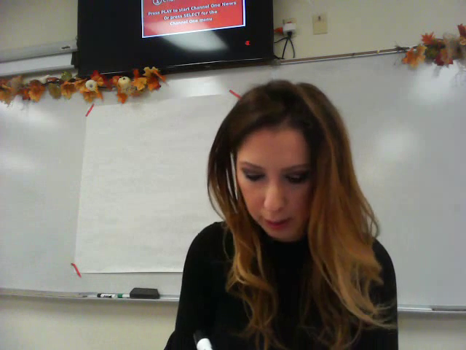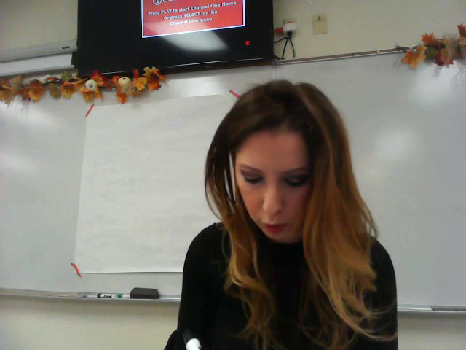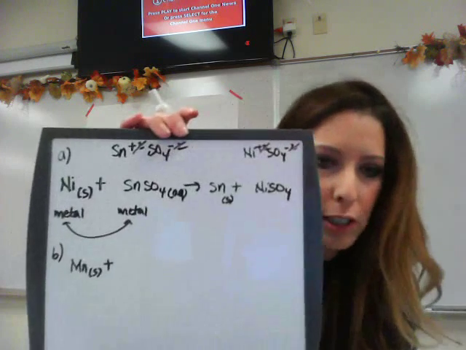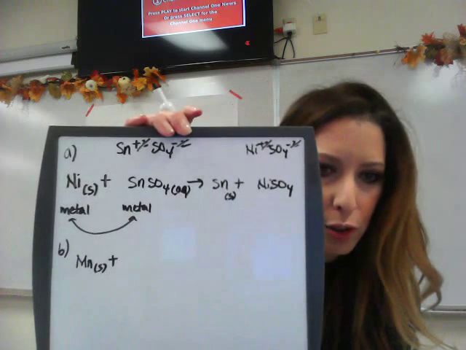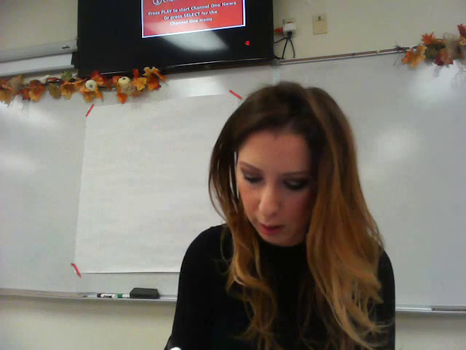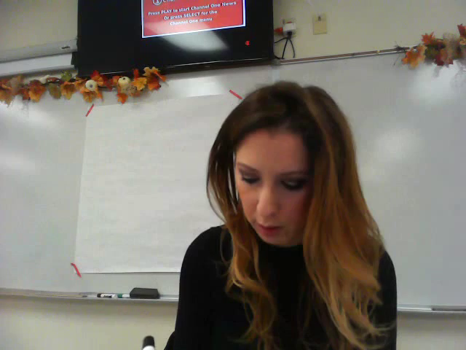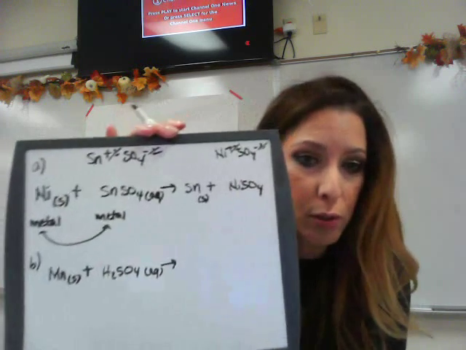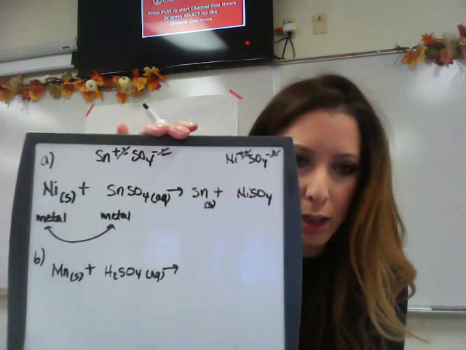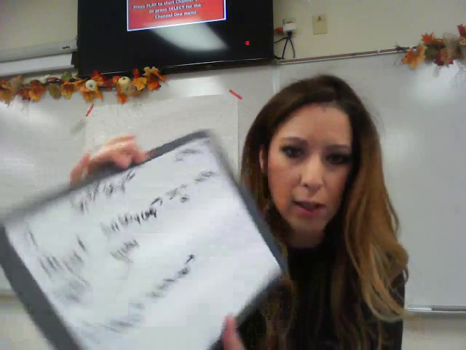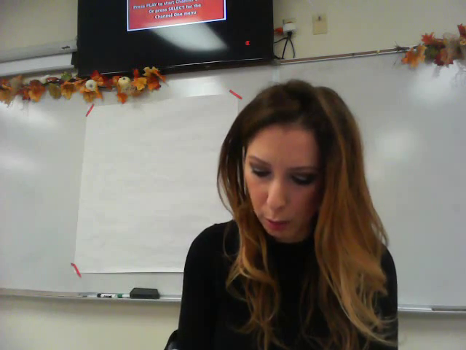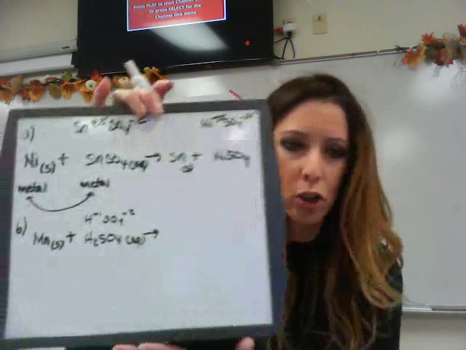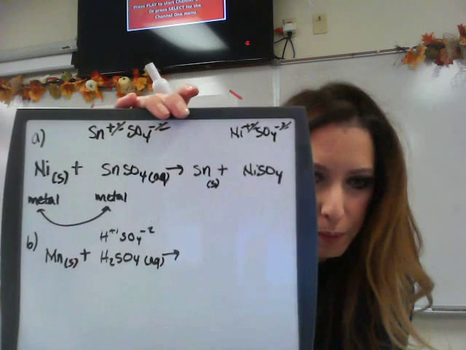B is manganese chips. Manganese chips are just solid manganese, so I'm going to put Mn with a little s after it. It's added to sulfuric acid, so I'm going to write H2SO4. Remember, when it ends in ic, that means I started with sulfate. All acids contain hydrogen, so it's H plus 1, SO4 minus 2. I'll write this up above to remind you. This is an oxy acid. You cross the charges, and that's how you get H2SO4.